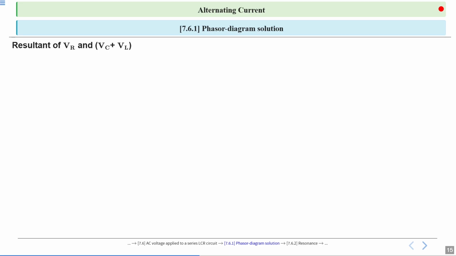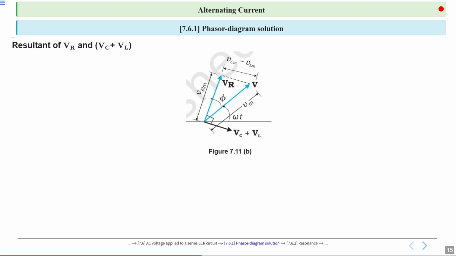Now the resultant of VR and VC plus VL. VC plus VL is in this direction and VR is in this direction. The angle between VC plus VL and VR is 90 degrees, so we have to find the resultant by vector addition, by the parallelogram law.